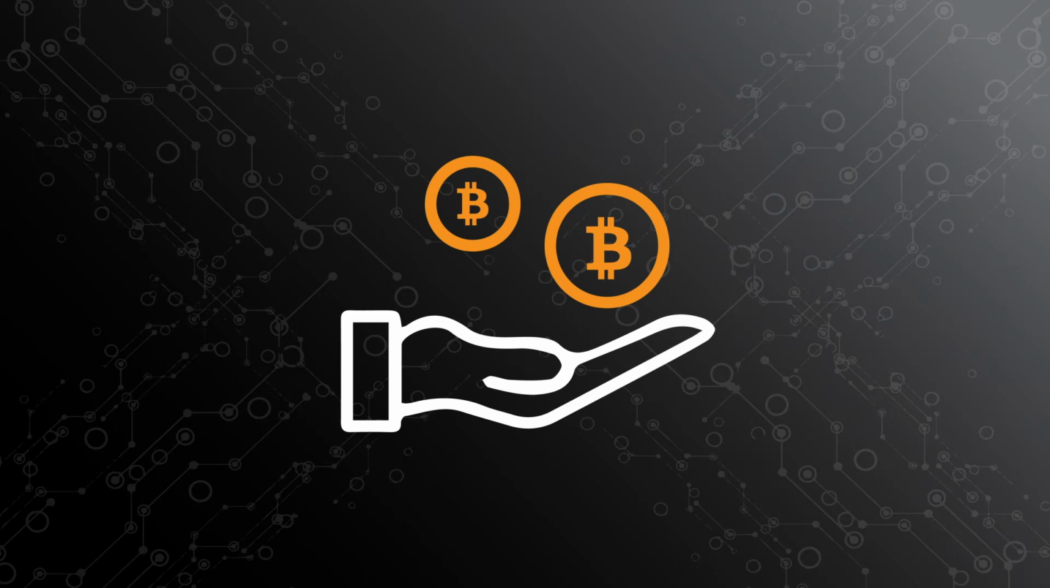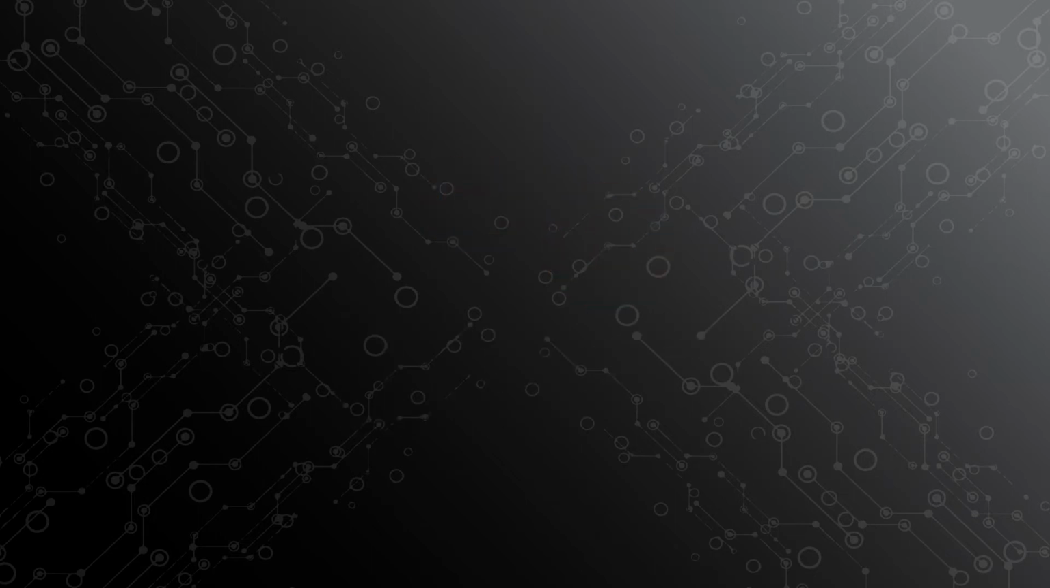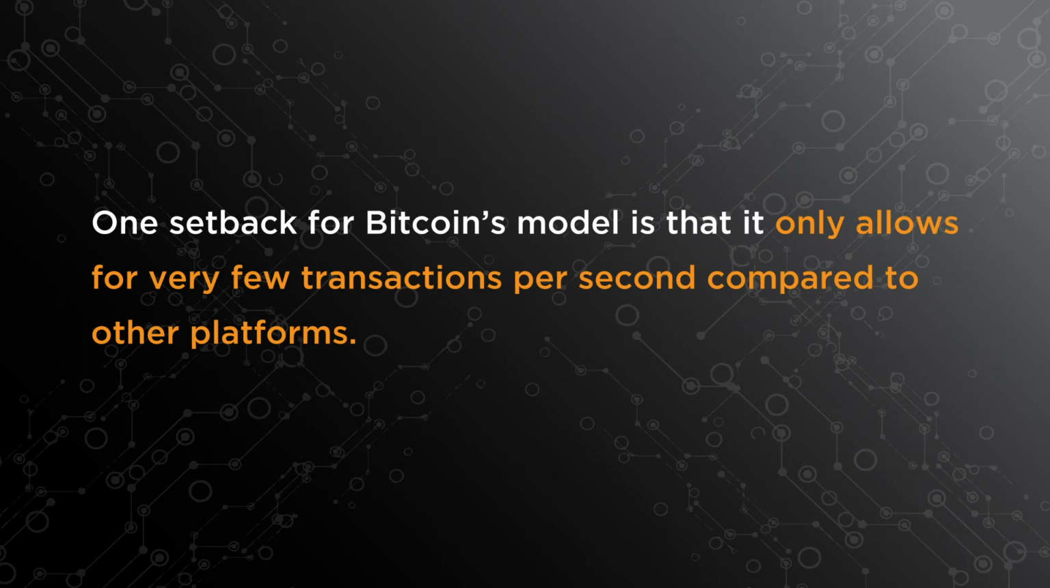Bitcoin's usage and value has soared since it started, and there are many establishments and people that accept Bitcoin as payment. Bitcoin's consensus model has not been hacked or compromised after being in operation for a full decade. One setback for Bitcoin's model is that it only allows for very few transactions per second compared to other platforms. Developers are trying to develop blockchain platforms that are still secure, but allow for more transactions per second so that it can be more widely adopted.